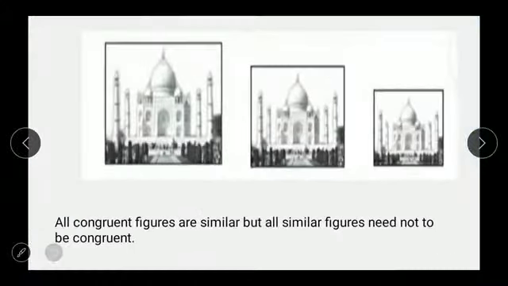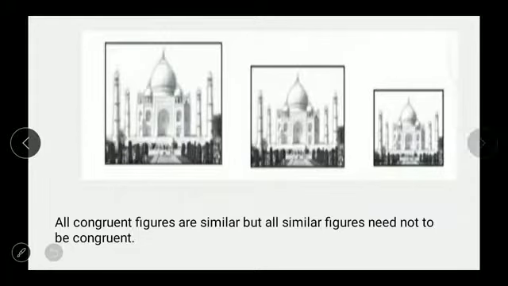Now, look at this picture. Here, I have Taj Mahal in 3 pictures. They are all in the same shape, but the size is decreasing. Now, I can say these pictures are similar to each other. Students, can you say that these pictures are congruent to each other? No, because their size is not same. So, we can conclude all congruent figures are similar, but all similar figures need not be congruent.